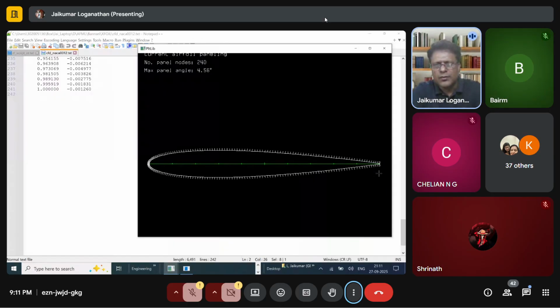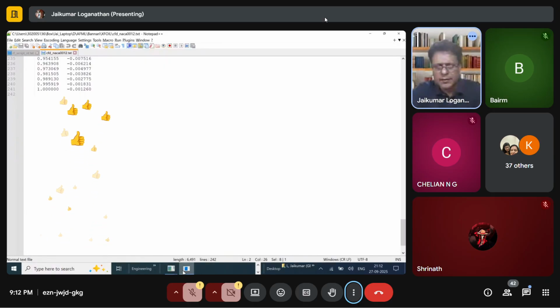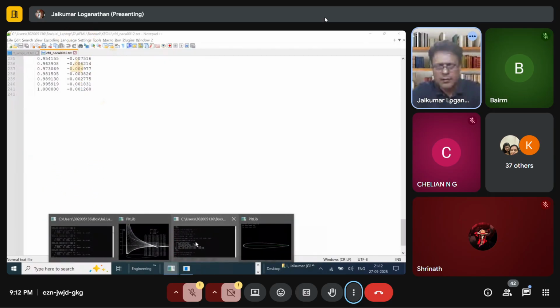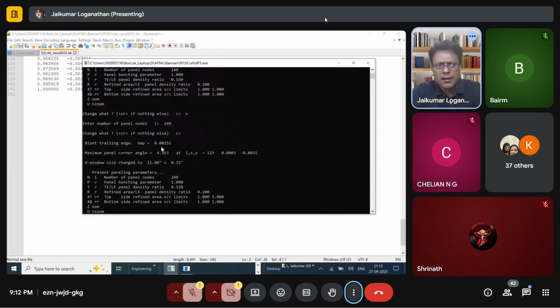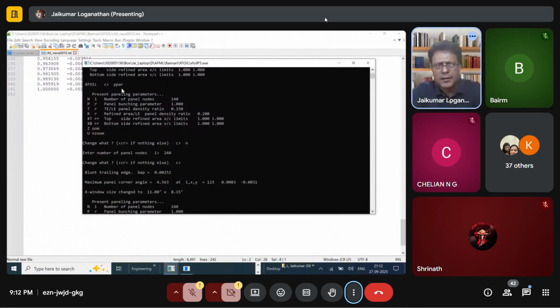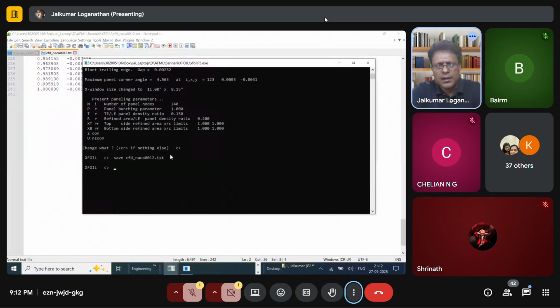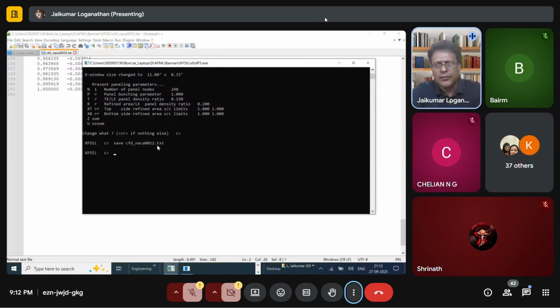So are you guys following so far? We opened XFOIL, and then we created an NACA airfoil. We changed the number of panels by the ppar command, right? Let me go to the window here. Can you see that? We use the ppar command, and then we change the n to 240, and then we saved that to an airfoil, right?